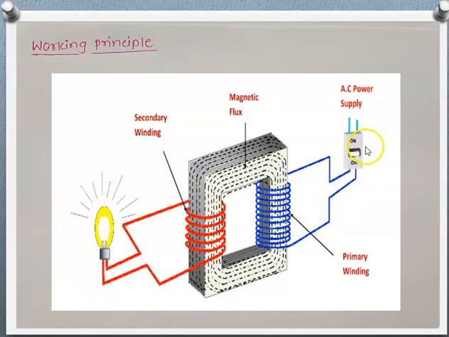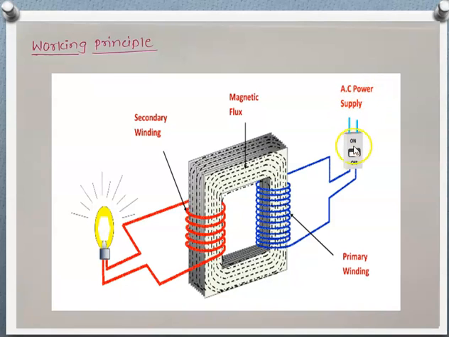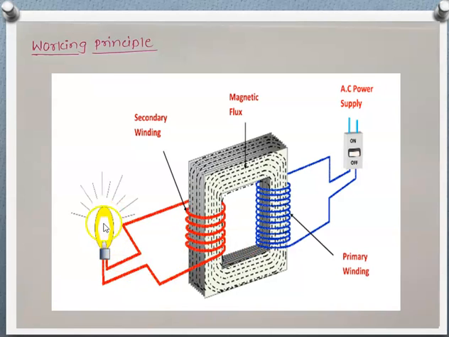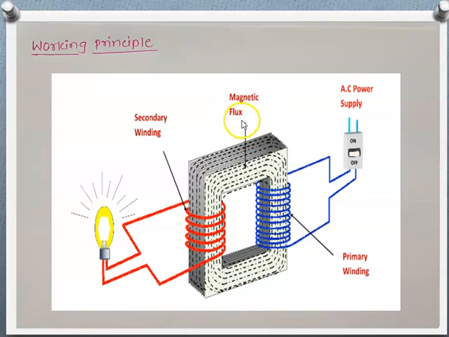Observe here. This is an AC power supply. That means this is our primary. This is primary winding, and as the load is bulb, so bulb is connected to this red winding, so this will be our secondary winding. And this is our core, magnetic core, which provides path for the flow of magnetic flux.